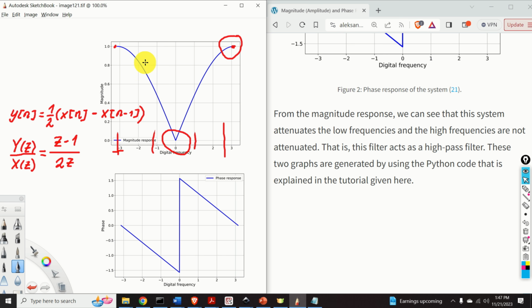I generated these graphs by using a Python script. I will explain this Python script in my next video tutorial.